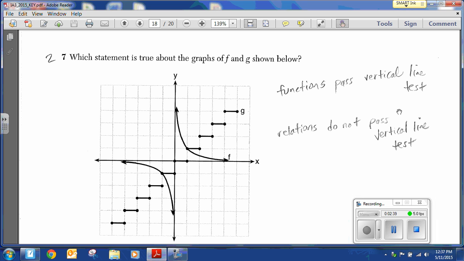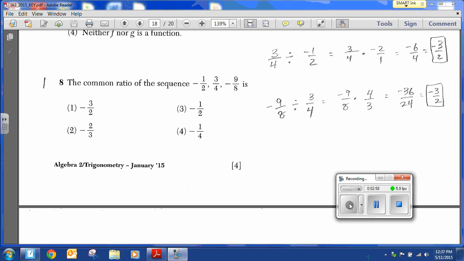Well, in order for a relation to be a function, it must pass the vertical line test. As you can see, f does pass the vertical line test. Remember, f is this piece and this piece. However, g does not pass the vertical line test because the vertical line would pass through 2 points there.